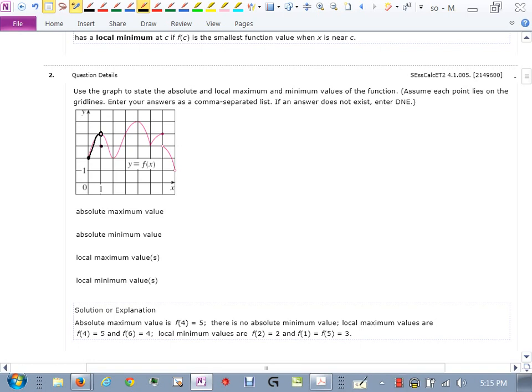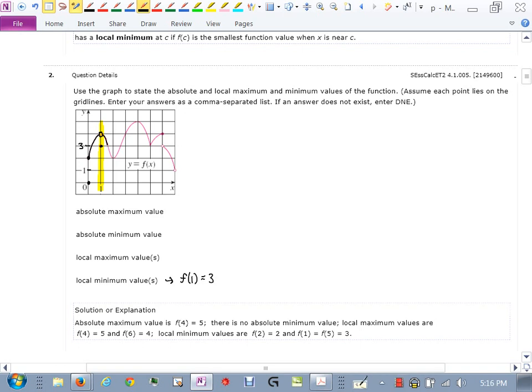However, at this point is locally the smallest point. If we just look in this little neighborhood right around here, that point right there is locally the lowest point. So I have a local minimum value that happens at, let's see, there's the origin, at x equals 1, so at f of 1, and the value there is 3. Okay, there we have a local minimum.